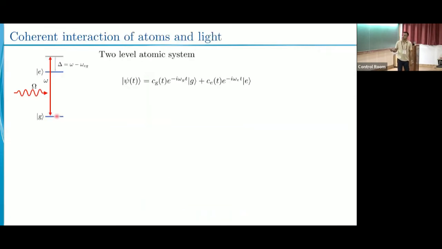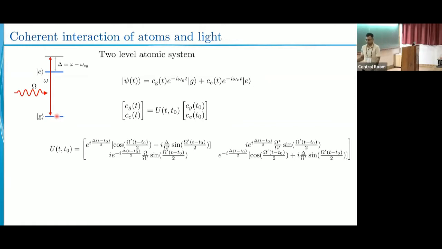What I'm showing next is a simple two-level coherent interaction of an atom and light. This is the ground state, this is the excited state, and I'm writing the wave function, time dependent. Suppose initially, at time t naught, this is my probability of finding the atom in the ground state and in the excited state. Then we apply the pulse, and it will change. It all depends upon this unitary matrix. What is this unitary matrix? If we solve it, it takes some time.